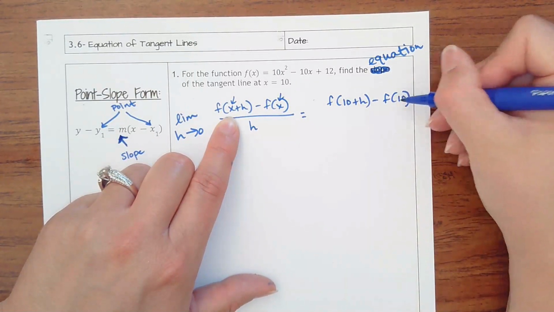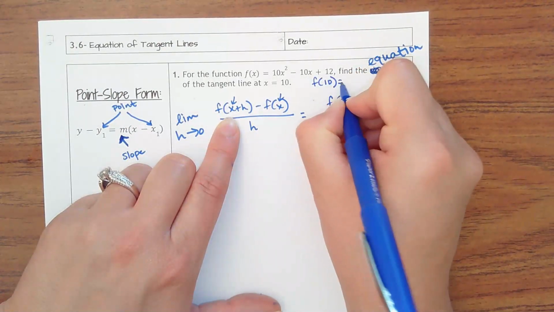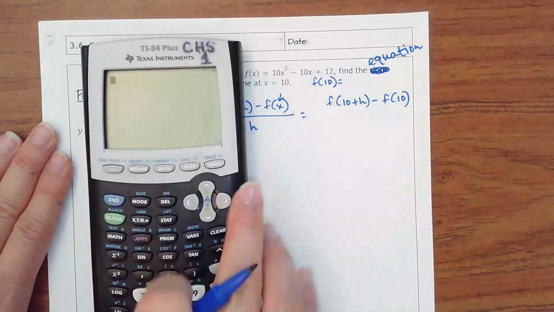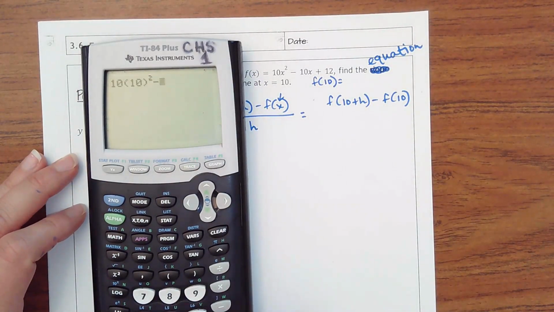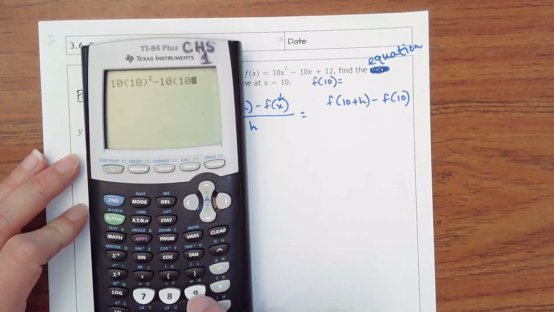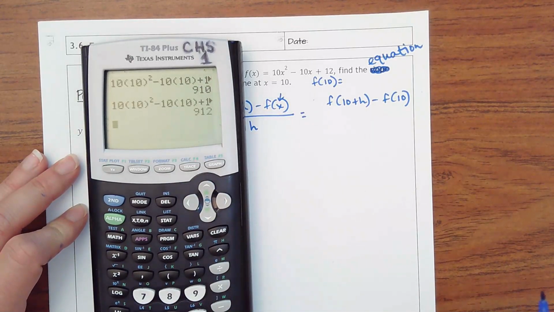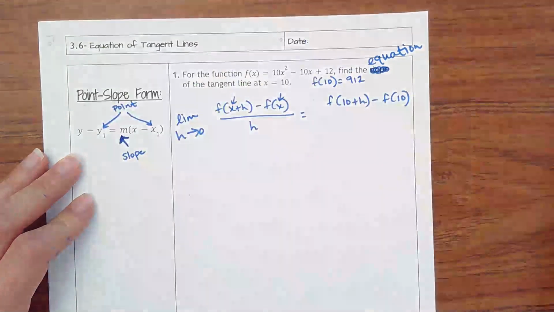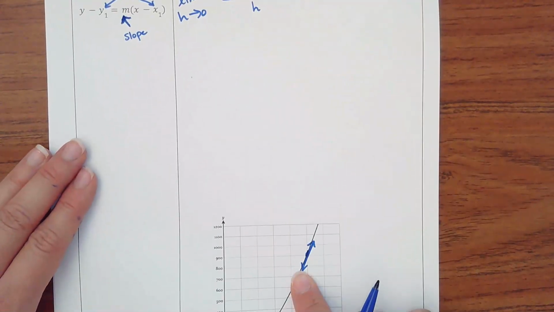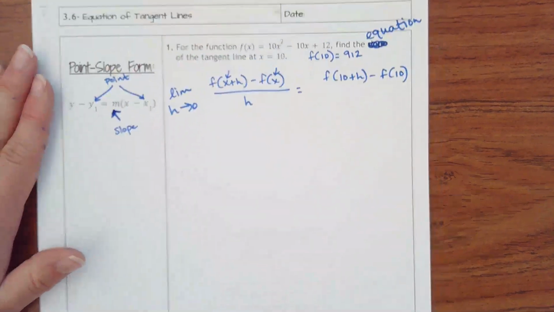And I like to go ahead and figure out what f of 10 is. And I just do it on my calculator where I plug it in. It'd be 10 times 10 squared minus 10 times 10 plus 12. Plus 12. 912. Which I can see on this graph down here that it's above 900. So that makes sense.